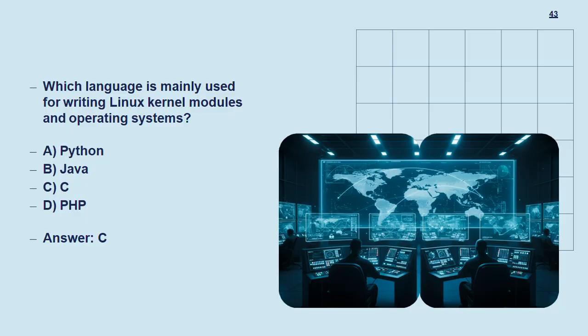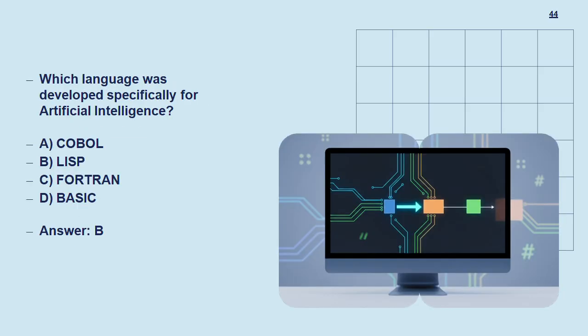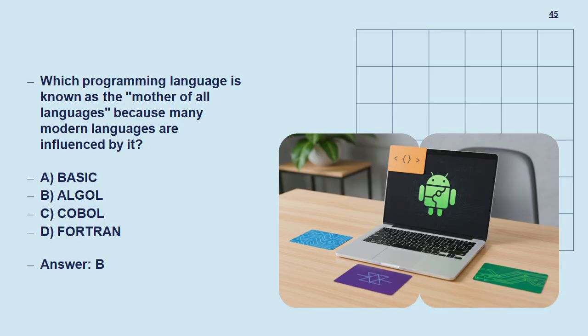Next question is, which language is mainly used for writing Linux kernel modules and operating systems? So the correct option here is the C language. Next question is, which language was developed specifically for artificial intelligence? So the correct option here is Lisp. The Lisp programming language was specifically developed for artificial intelligence. Next question is, which programming language is known as the mother of all languages because many modern languages are influenced by it? So the answer here is Algol.